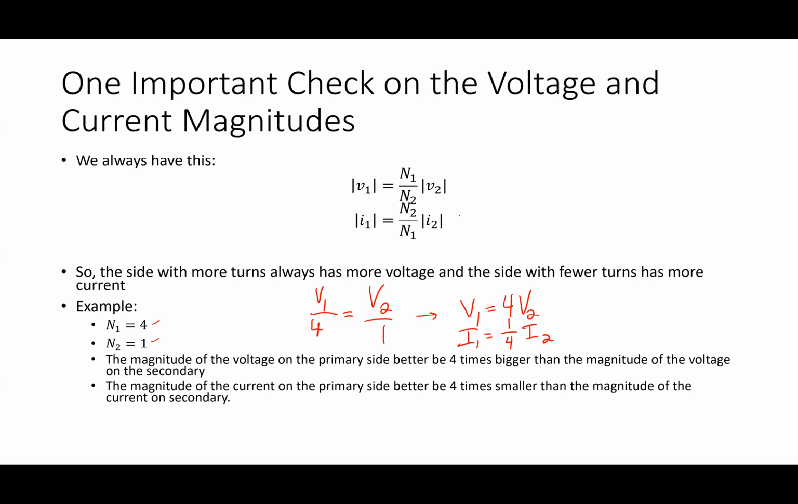That's why I always try to remember it: the side with more turns always has more voltage. The side with fewer turns always has more current. That's my way of checking myself to see that I actually did it right.